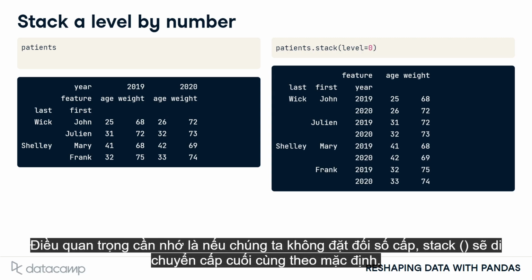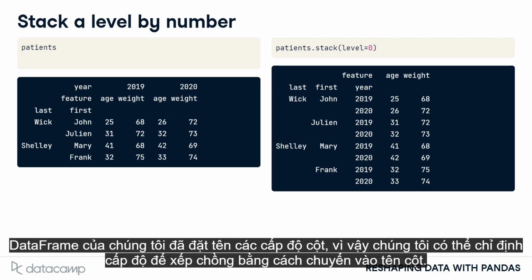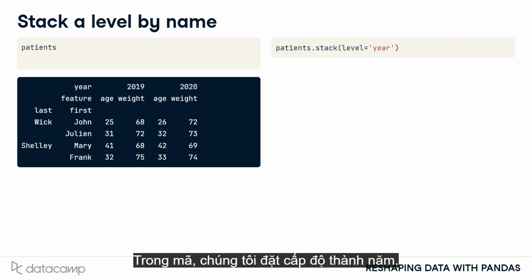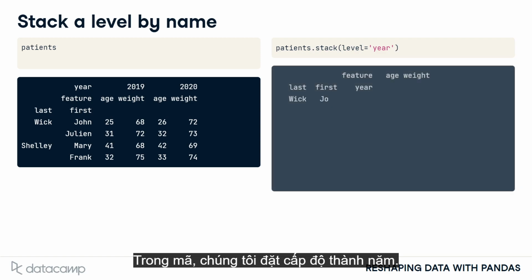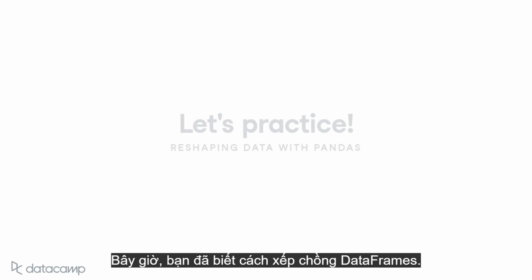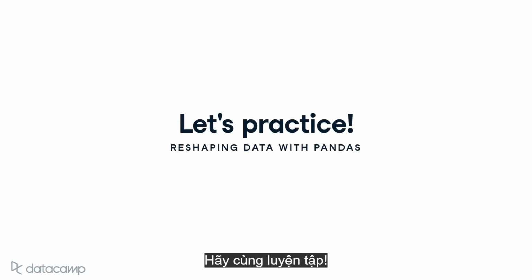It is important to remember that if we don't set the level argument, stack will move the last level by default. Our data frame has named column levels, so we can specify the level to stack by passing in the column name. In the code, we set level to year. In the resulting data frame, we see that the year level has now become the innermost row level. Now you know how to stack data frames. Let's practice.